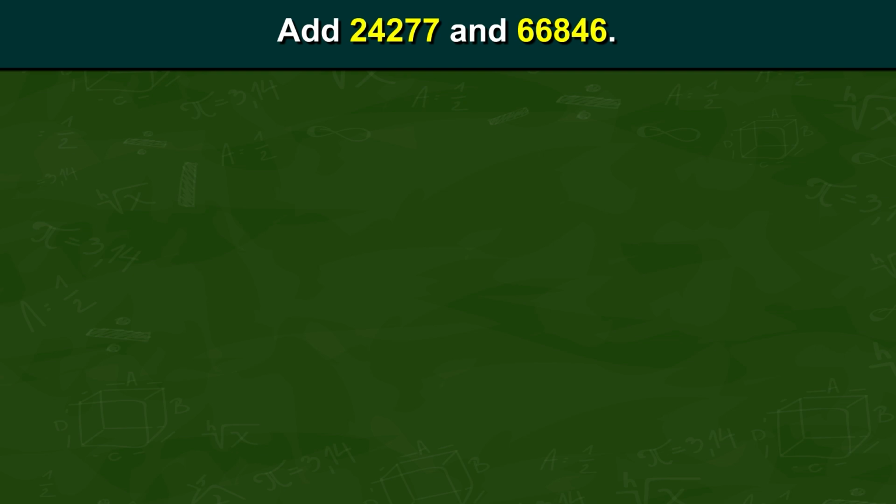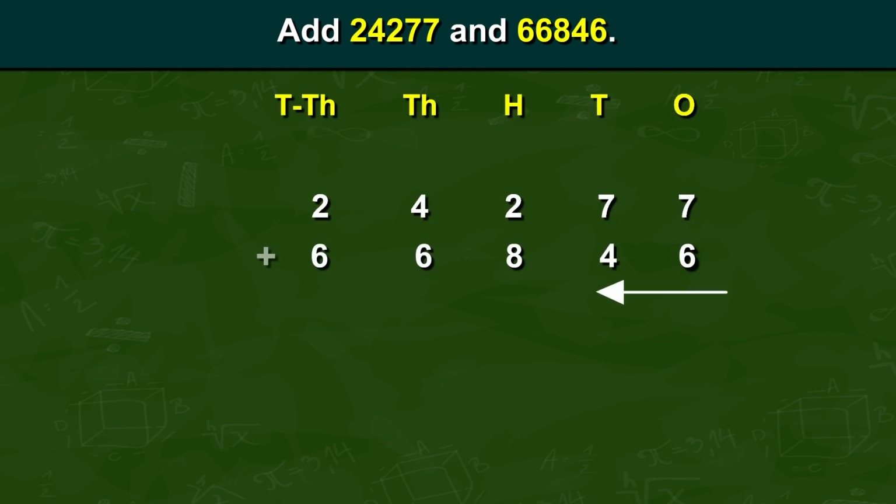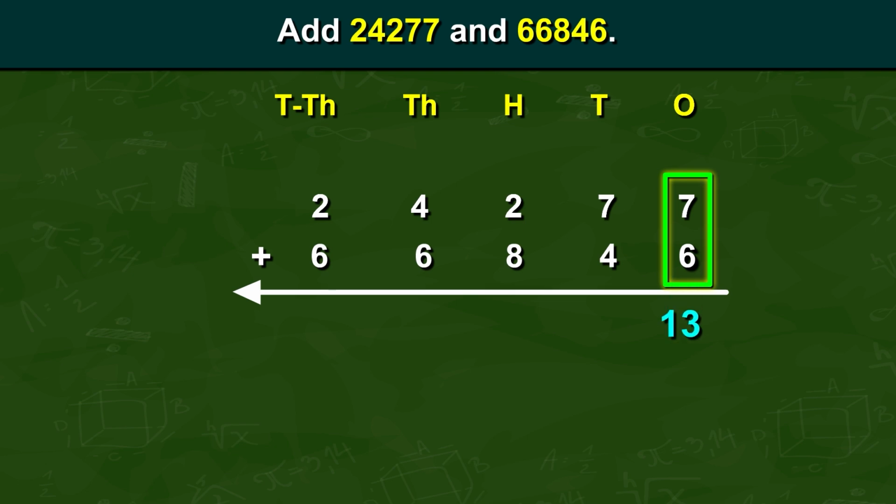Another board illustrating the example had 24,277 and 66,846. We will organize the numbers in column format. Step 1. Sort the provided numbers into columns. Step 2. 6 plus 7 is equal to 13, the sum of ones. Carry 1 to the tens column and write 3 under the ones column.